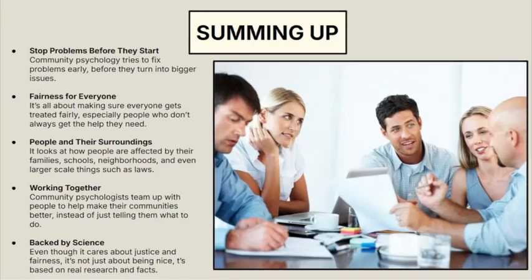To sum up, community psychology focuses on stopping problems before they start by addressing issues early on. It is also about fairness for everyone, making sure that people who often get overlooked still get the help that they need. It looks at people and their surroundings, like families, schools, neighborhoods, and even larger systems like laws. Community psychologists work together with communities, partnering instead of just giving orders. And finally, while it's deeply committed to justice and fairness, it's always backed by solid research and real evidence. It's not just about good intentions.